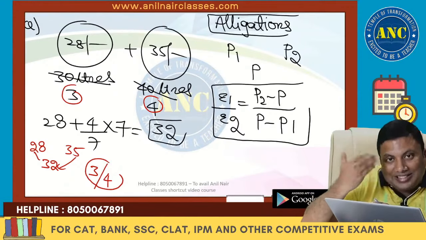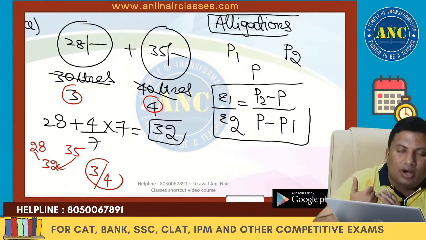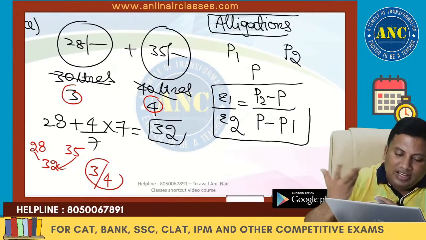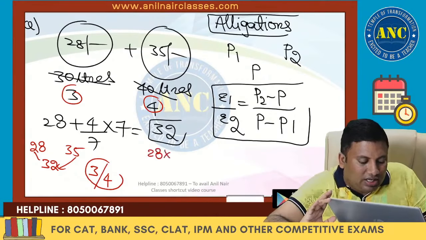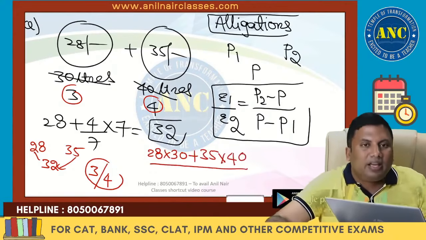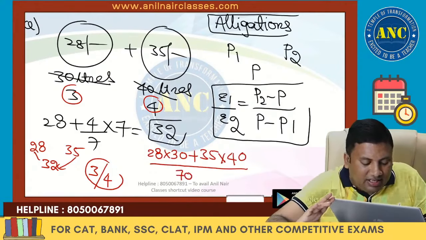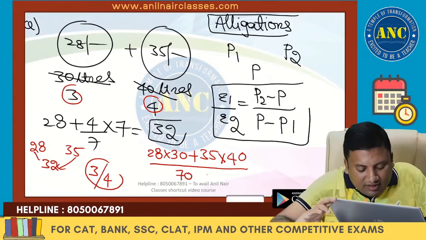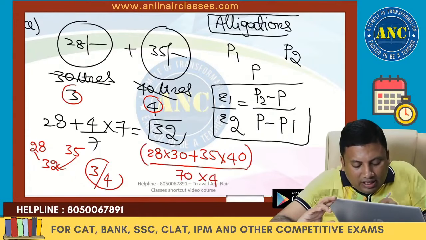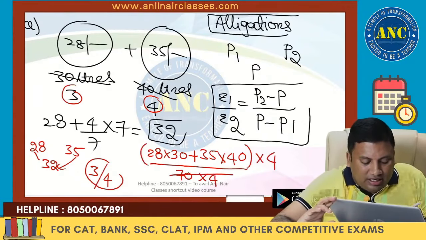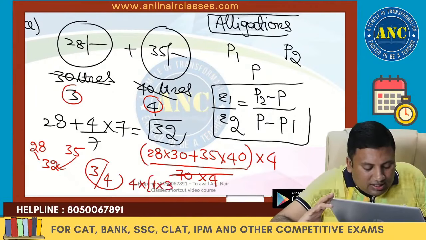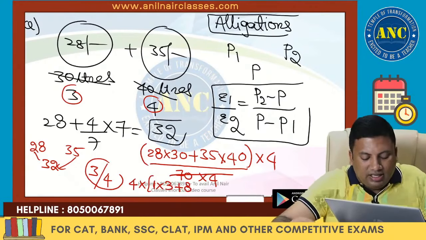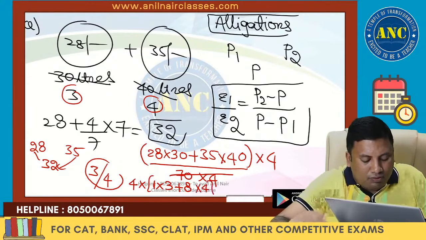You can go by the answer options also. You can go by the ratio approach also. You can go by the digital sum approach also. If it is the same question in digital sum: 28 into 30 plus 35 into 40 divided by 30 plus 40, it is 70. Denominator digital sum is 7. Multiply with 4, numerator and denominator. 7 fours are 28. 4 into 28, digital sum is 1. 30 digital sum is 3. 35 digital sum is 8. 40 digital sum is 4.